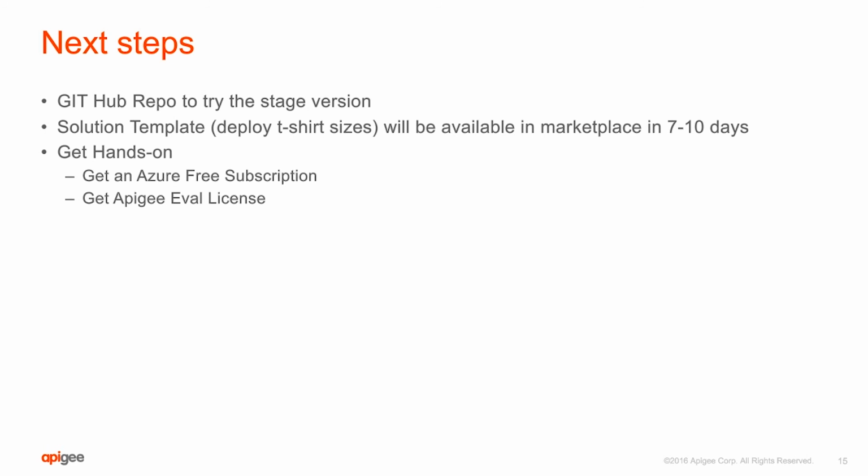Very quickly, if you want to try it in Azure Marketplace, it will be available, the t-shirt sizes, in a week to 10 days. If you want to try it today, it's on Git. The Git link is in the speaker notes. So with that, I would encourage you to get hands-on. It's pretty easy to get an Azure free subscription. Go to portal.azure.com. Again, the link will be in the speaker notes. Sign up, and you should, I think, get a 30-day trial. Is that right, Greg?